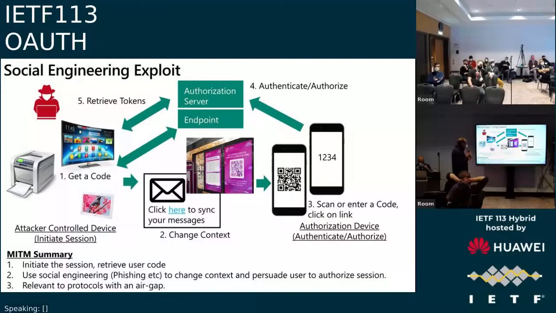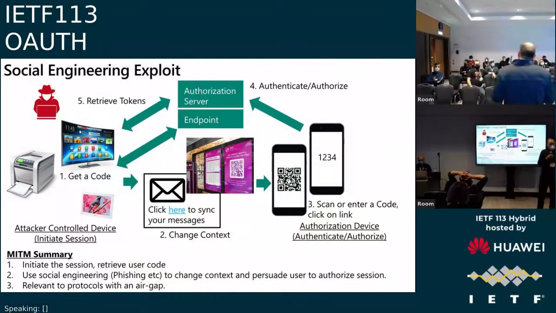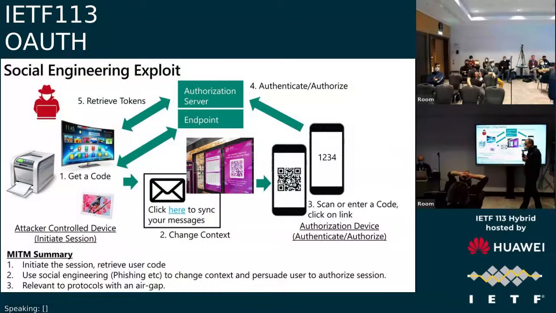So basically, if you think about this, it's a classical, what we used to call, man-in-the-middle type attack. You initiate the session, you retrieve the code, and you use some social engineering technique to change the context. This attack generalizes. It applies to other protocols where there is an air gap, right? Some versions of SIBA might be subject to this. Some of the work we're doing with things like SIOP and OpenID Connect may also be subject to this. In fact, whenever you're scanning a QR code, this is something to think about.